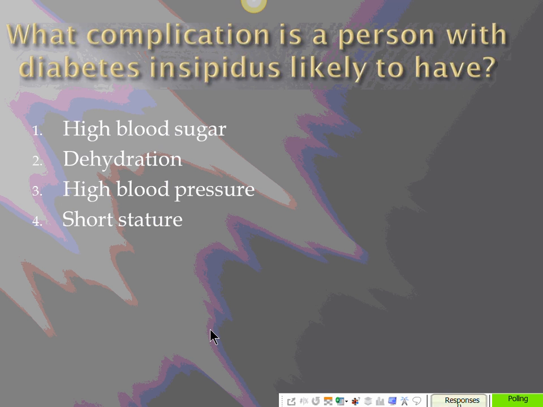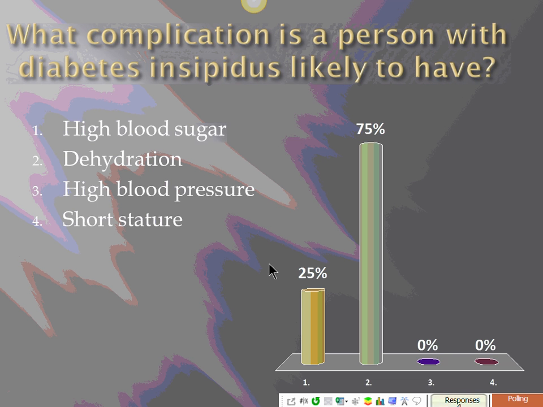And what complication do you think a person with diabetes insipidus is likely to have? Dehydration. Yes, they are going to have dehydration. See, when I said the sugar is not passed in the urine, the sugar is normal like the rest of us. But because they pass so much urine, and they have no control over it, they tend to get dehydrated. And you have to actually give them synthetic ADH in order to prevent them from getting dehydrated.